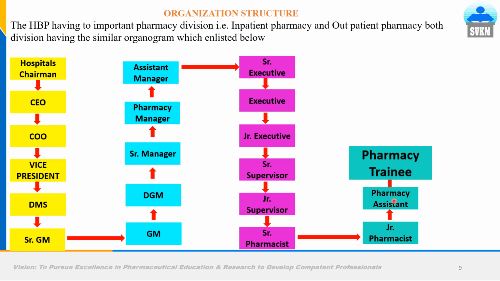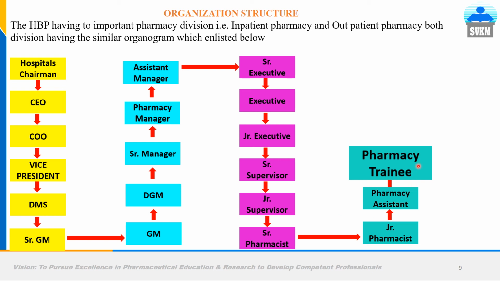Now, the pharmacy assistant. Pharmacy assistants are people from a non-pharma background, in supportive services or a supportive role, who need to spend around 5 to 10 years of experience in a pharmacy department. They are called pharmacy assistants. Their main role is to assist the junior pharmacist, senior pharmacist and supervisor level people.